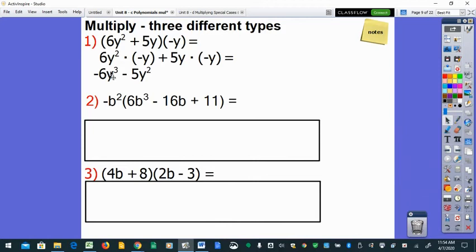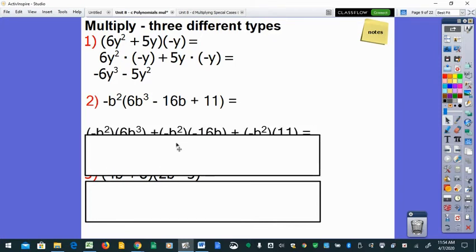Final answer should have been negative 6y to the third minus 5y squared. And if you wrote only that, don't forget to have it in standard form, and you have it right, you're good. But if something went wrong, I'm showing you where the negative 6y to the third came from and where the negative 5y squared came from. But if you wrote only this in that order, you are good.